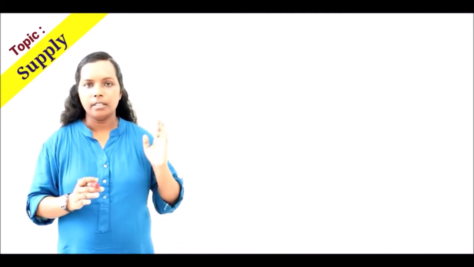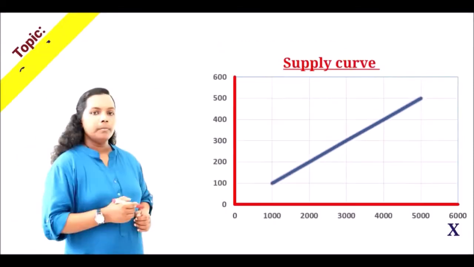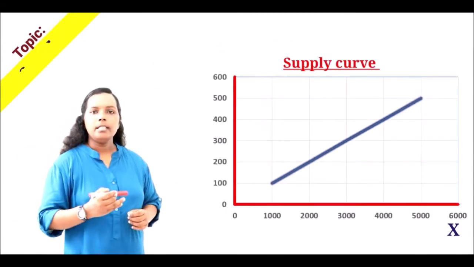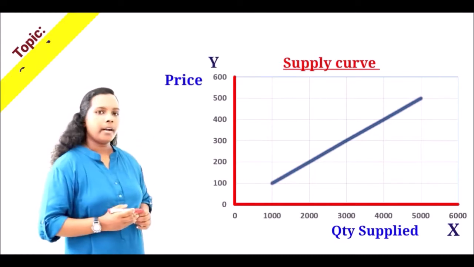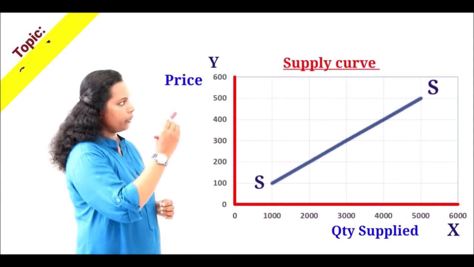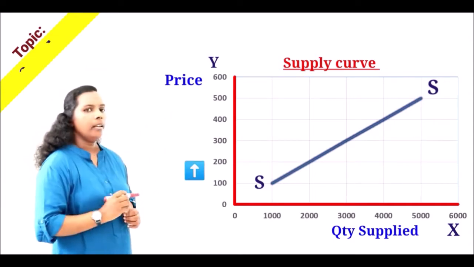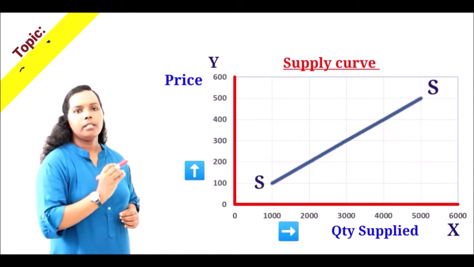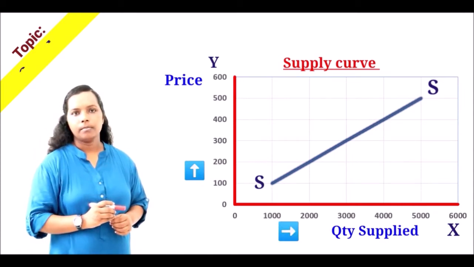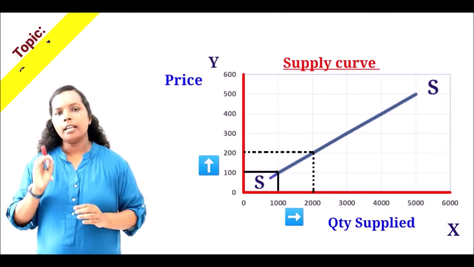We can represent this supply schedule in a diagram. It is called supply curve. In the x-axis, we write quantity supplied and y-axis price. The supply curve is upward sloping from left to right. When the price increased from 100 to 200, the supply increased from 1000 to 2000. Hope you understand the relationship between the price and quantity supplied. And now you are able to draw supply curve.